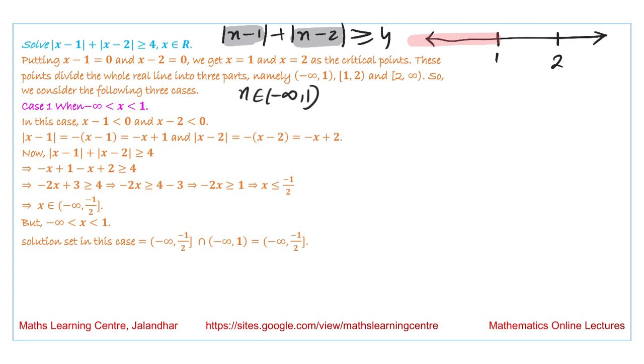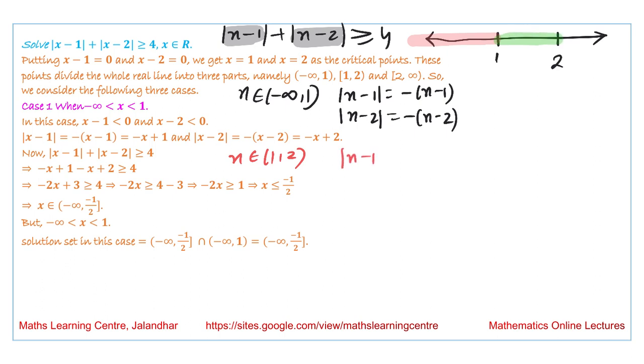In that case, the value of mod of x minus 1 and mod of x minus 2 will be equal to minus of x minus 1 and minus of x minus 2. Second case, if x belongs to the interval 1 to 2, we are talking about this portion 1 to 2. In this case, the value of mod of x minus 1 will be x minus 1, and mod of x minus 2 will be minus of x minus 2.